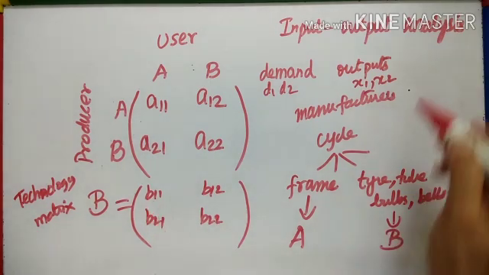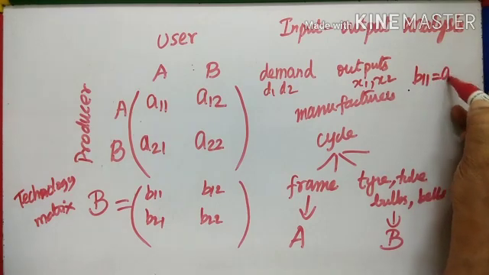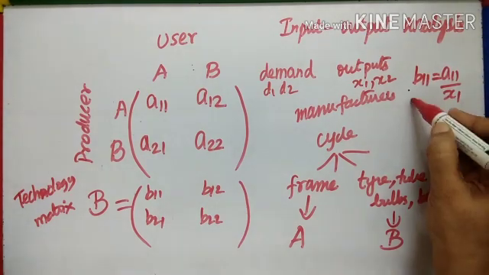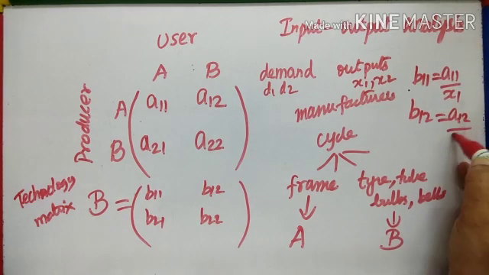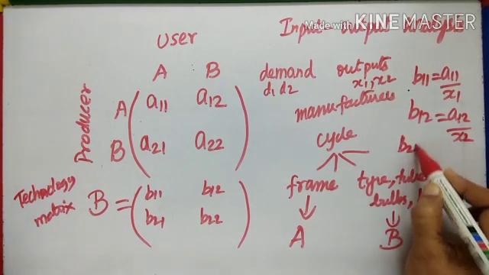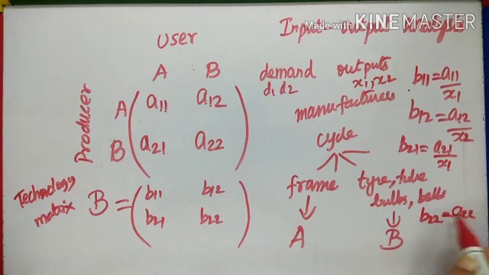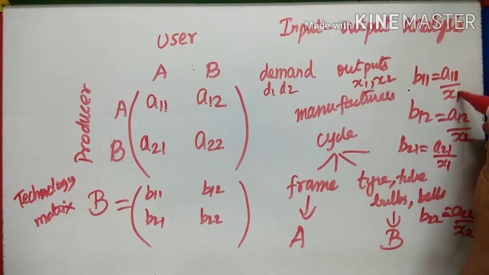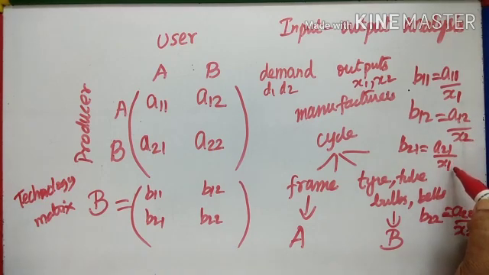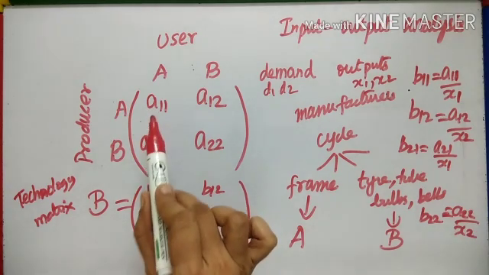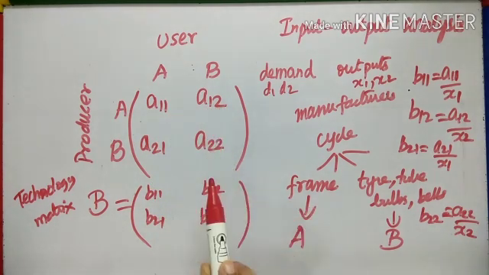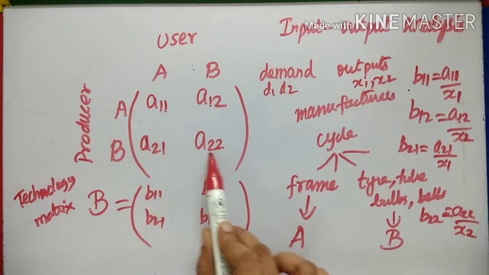What is this B11? B11, I call it as A11 by X1. Similarly, B12 is A12 by X2. What is B21 then? A21 by X1. What is B22? A22 by X2. See how to remember. This ending number will come down. A11, I put X1 down. A12, I put X2 down. A21, I put X1 down. A22, I put X2. First row, first column, first row, second column. Second row, first column and second row, second column.